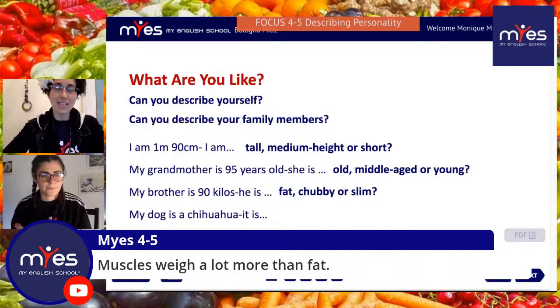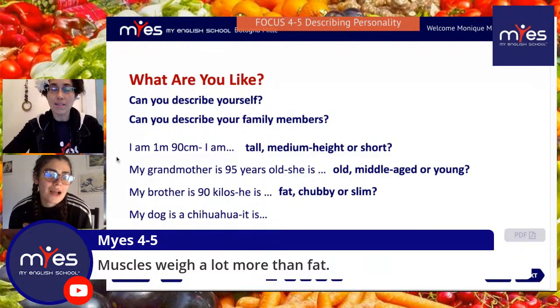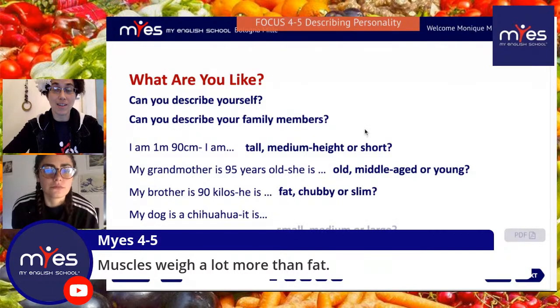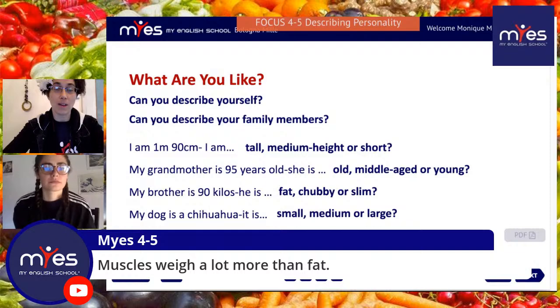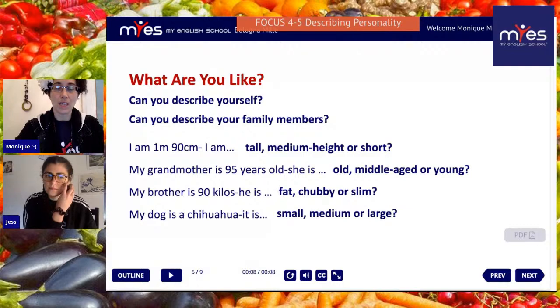My dog is a, now this is a word that comes from Spanish, so it might be strange looking, but my dog is a chihuahua. So chihuahuas are those very small, very loud dogs. So my dog is a chihuahua. Is it small, medium, or large? It's small. A very small, loud doggy.